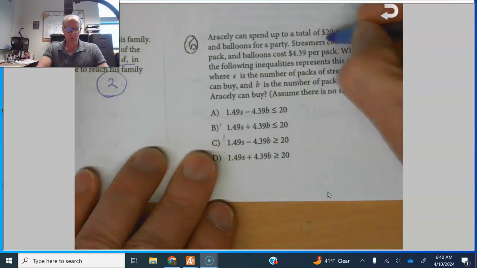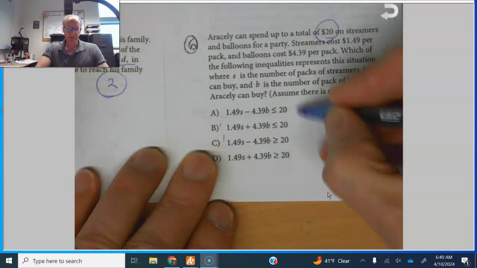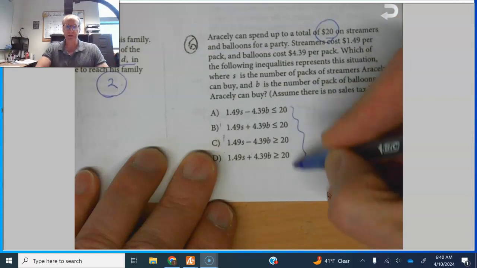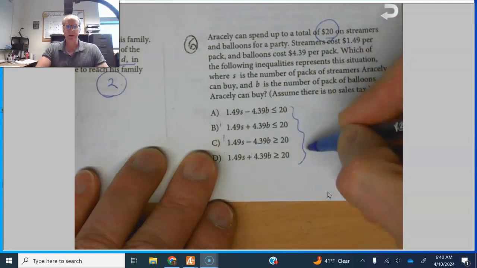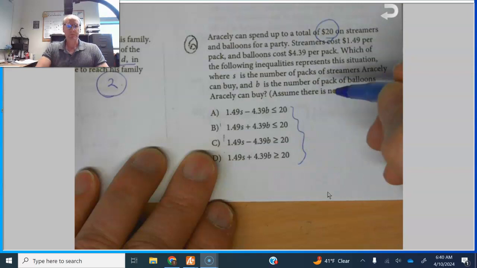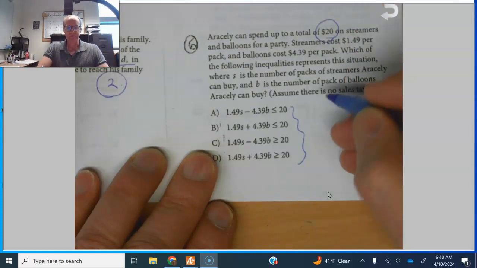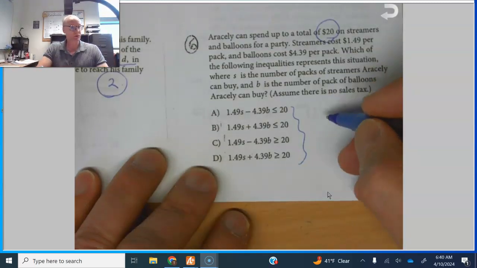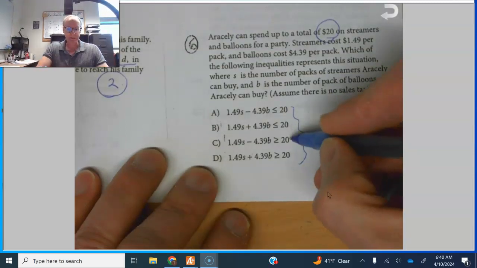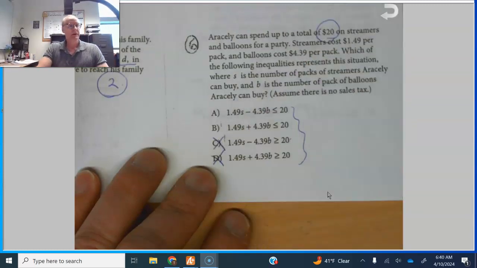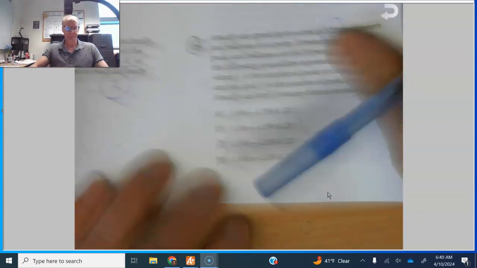She has a total of $20. So we can see that the $20 is over here, and this is an inequality. Remember that she needs to spend less than or equal to the $20. So I'll go ahead and cross out the ones that can't possibly be the correct answer. You do not want to spend more than $20. So clearly these 2 are out, and hopefully you can find the rest.